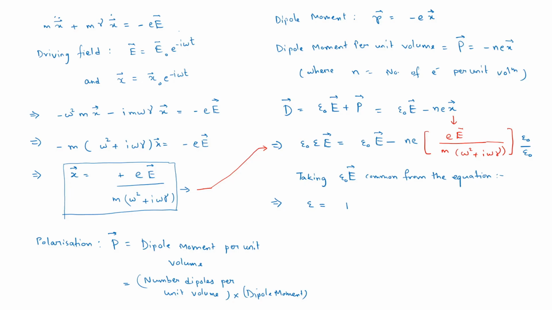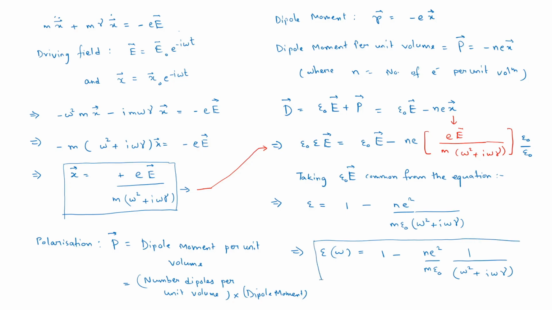So it is 1 minus n e square over m epsilon naught, omega square plus I omega gamma. So this is what we have, and you see this is a function of your frequency. Epsilon omega is equal to 1 minus n e square over m epsilon naught, 1 by omega square plus I omega gamma. So this is what we have derived. This is the permittivity, or the dielectric function, of the free electron gas.